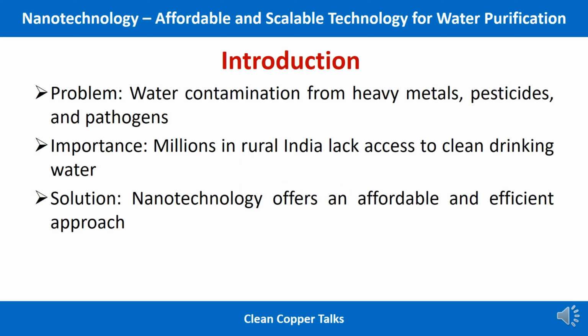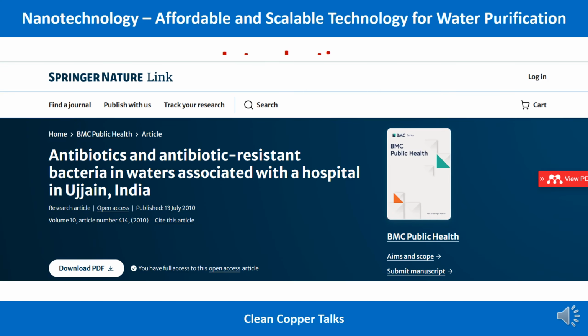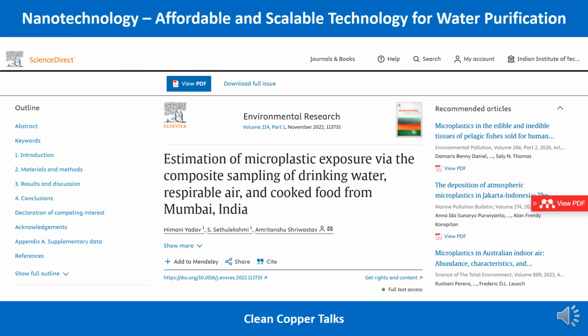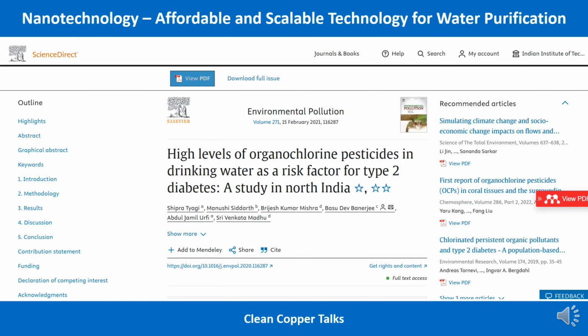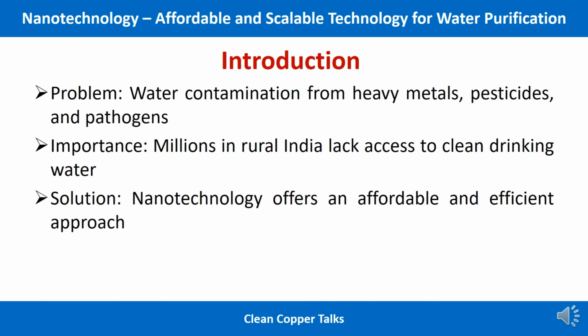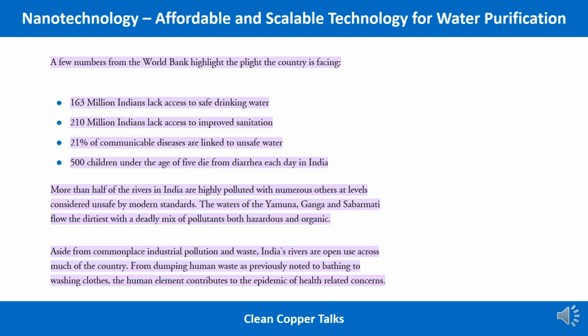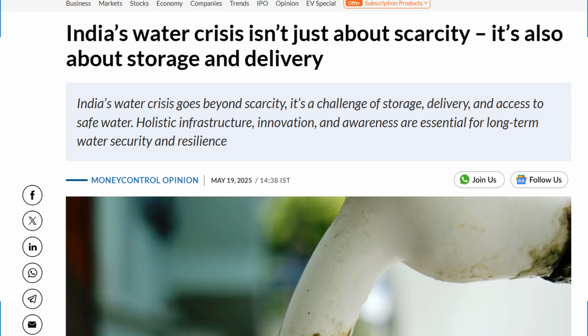The problem of water contamination in India is huge. You can find heavy metals, pesticides, pathogens, antibiotics, microplastics, emerging contaminants, a lot of different types of contaminants in drinking water. The lack of access to clean drinking water is a major problem which the rural population in India is facing today. And water is such a basic requirement that it should be available easily to everyone.